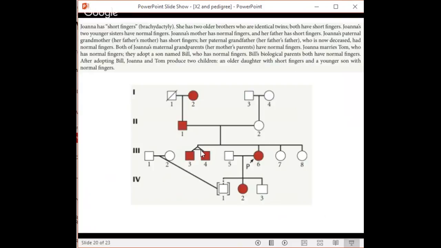Her paternal grandmother has short fingers. Her paternal grandfather had normal fingers, and he's now dead. Both of Joanna's maternal grandparents have normal fingers. Joanna eventually marries Tom, who has normal fingers. They adopt a son named Bill, who has normal fingers, whose biological parents have normal fingers. After adopting Bill, Joanna and Tom produced 2 children, an older daughter with short fingers and a younger son with normal fingers. So this is the pedigree that I will be referring to throughout this problem.